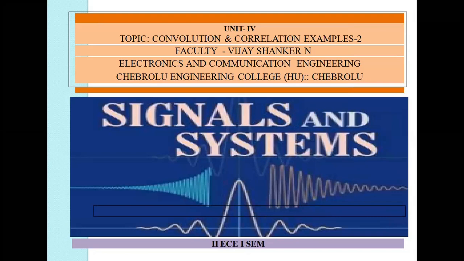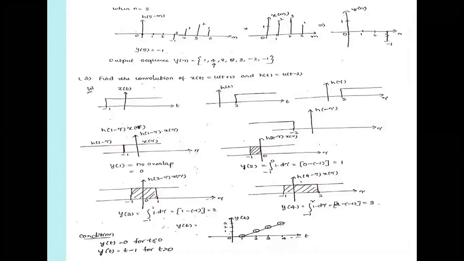Today, we are going to discuss some more examples in convolution and correlation. In yesterday's class, we discussed examples in convolution using the graphical representation method, in the continuous and the discrete time functions. These are some more examples in convolution and correlation in this class.